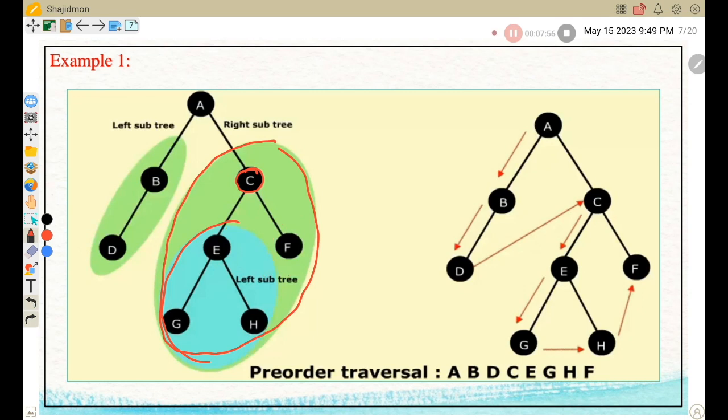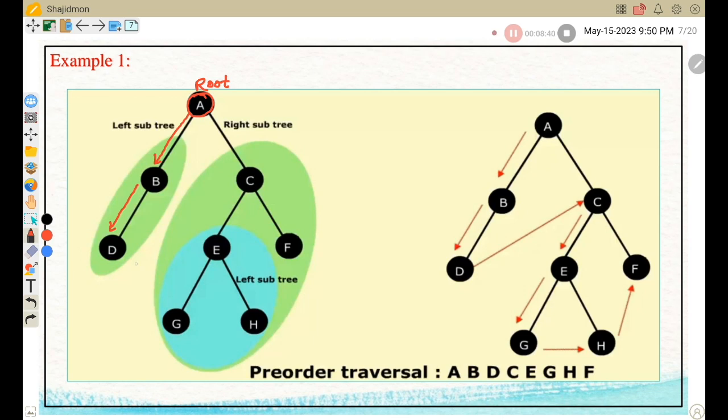So we need to visit very carefully. How do we go in pre-order? As I told you, we start with the root vertex, the main root vertex. From the root vertex we first visit the left subtree in pre-order. Pre-order means root, left, right. So first we go to the next root vertex, that is B. From there we go to the left vertex. There is no right vertex to visit, so we only have the left part. We visit D.